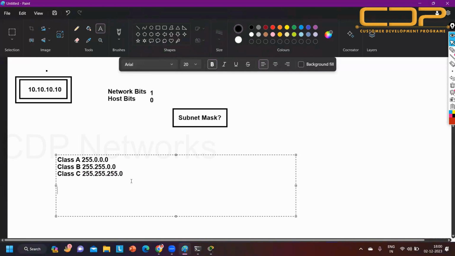So if I talk about class A, the number of network bits n equals 8 and host bits h equals 24. For class B, how many network bits are there? 16. And how many host bits? 16. For class C, how many network bits are there? 24. And how many host bits? 8. This is the predefined subnet mask for each class.